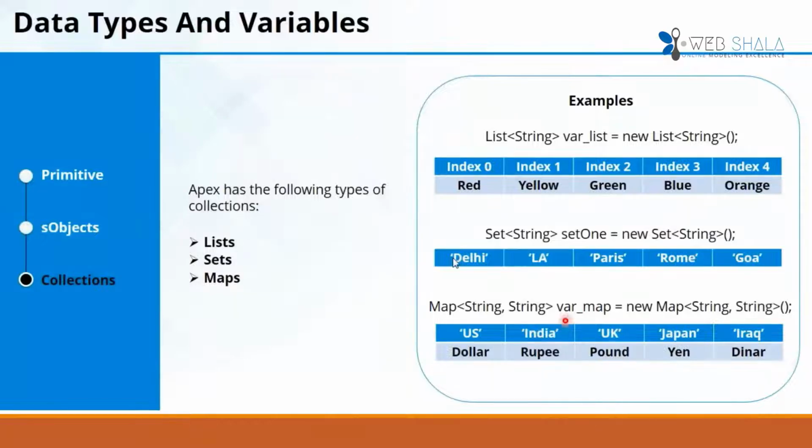Okay, the next one is map. In the map, what happens? It's a key value pair where US is my key and dollar is my value. If someone asks, what is the currency for US? In the map, you can search what is the value we have on key US. So it will come as dollar. If someone asks you, what is the currency for UK? You can put UK as the key, and the value will come as pound in the response.